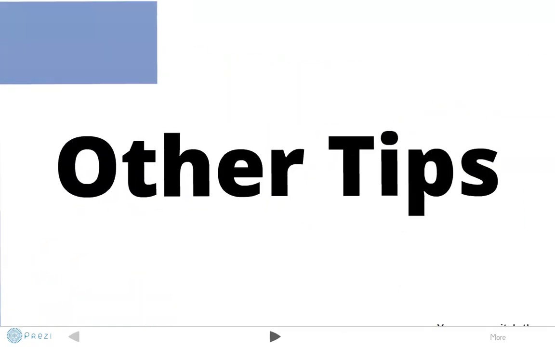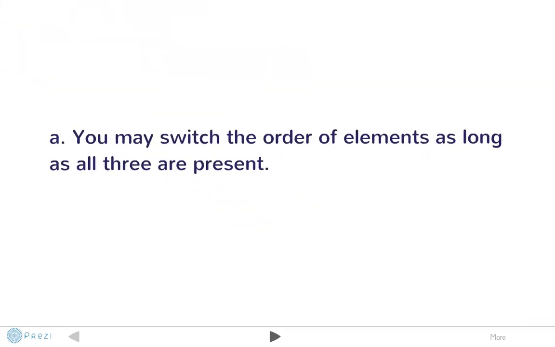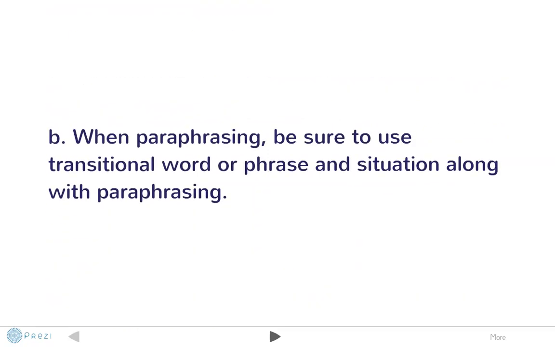Now, some other tips for embedding quotes in your writing. First of all, you may switch the order of the elements, the TSQ: the transition, situation, and quote, but just be sure all three are present. Usually they're going to be in that order, TSQ, but not always. Feel free to mix it up and try out different ways of including your quotes.